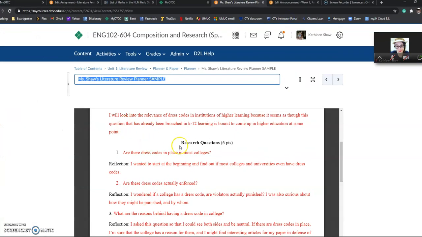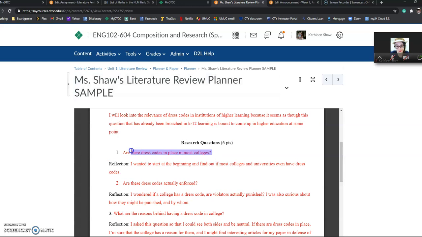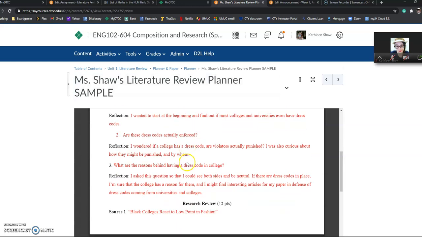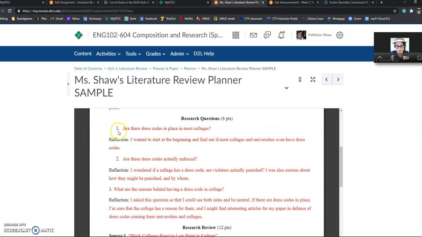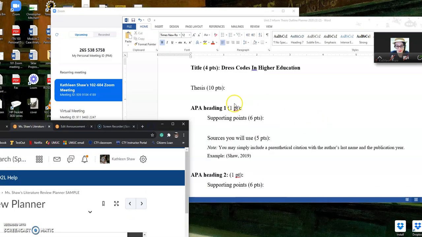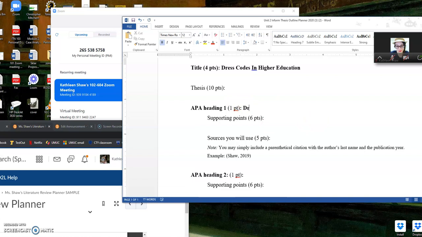So I said in my literature review that I wanted to research whether there were dress codes in place in most colleges, whether these dress codes were actually enforced, and what the reasons were behind having them. I did my research and found sources that spoke to these, and I feel like these are good things to include. So I am going to take this question, are there dress codes in place in most colleges, and make that the basis of my first subheading.